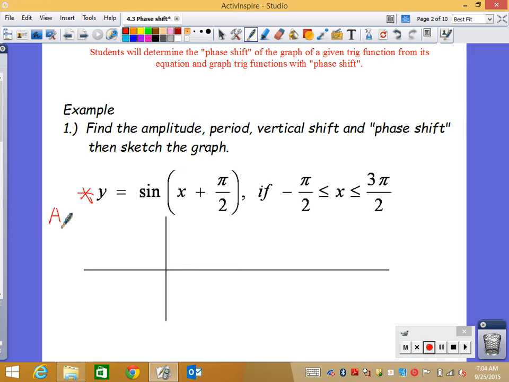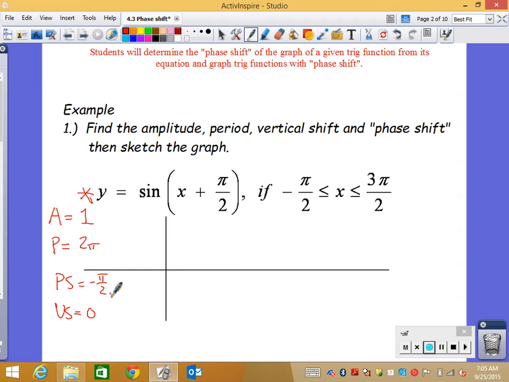My amplitude, well, we are not multiplying by anything other than 1, so it's 1. My period, remember it's 2 pi over b. b is 1, so it's just 2 pi. My d value, or my vertical shift, we'll write it VS, just to clarify that it's a vertical shift. My vertical shift is 0. We're not adding anything on the end here. And then my phase shift, it's that new value. It's whatever C value I have, but it's x minus C, so I'm actually shifting it negative pi over 2 since we're adding pi over 2. It's that backwards thinking again.